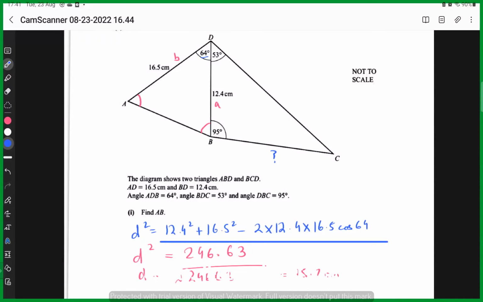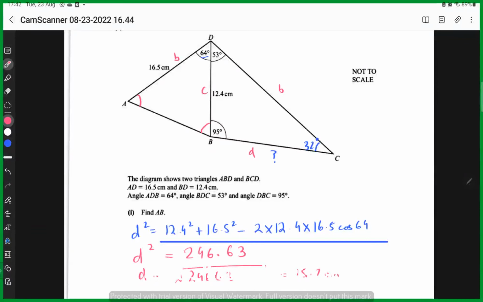Use sine rule. We can find this angle, right? 180 minus 95 minus 53, 32. 32 is the angle. Now you guys can easily use the sine rule. Please make it quick, do it quickly. All of you can do it. What was the sine rule? Now I can say that this side is small c, this side is small b, this side is small d.